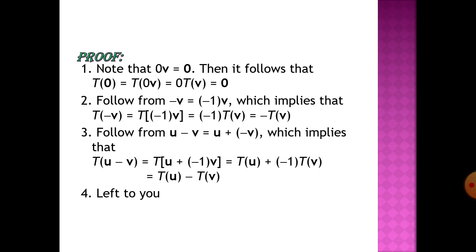This is the proof of the second property. And for the third property, we follow from u minus v is equal to u plus minus v, which implies that T of u minus v is equal to T of u plus minus 1 times v, which, again applying the definition of linear transformation, is T of u plus minus 1 times T of v, which is equal to T of u minus T of v. The third property is proved. Next, the fourth one is left to you.